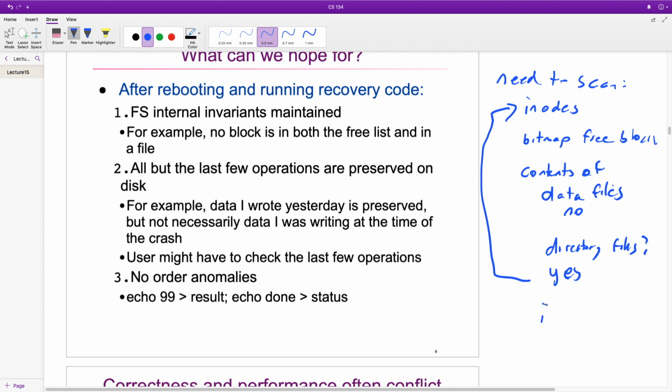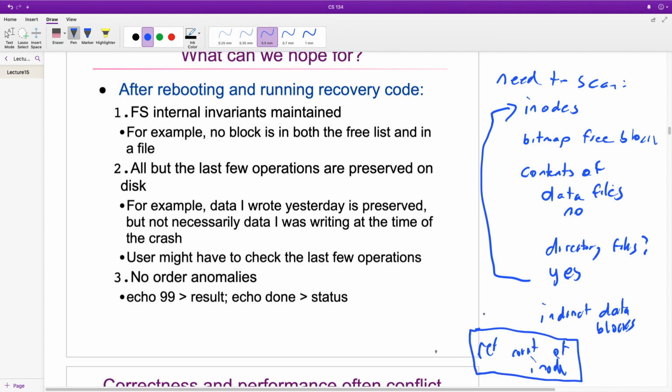We've also got to check the indirect data blocks. Check reference counts of inodes. Reference counts of inodes as well. So, no loops.